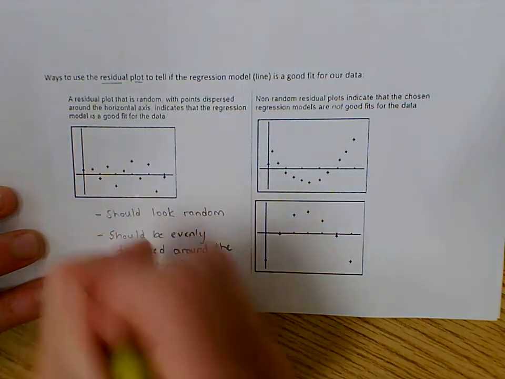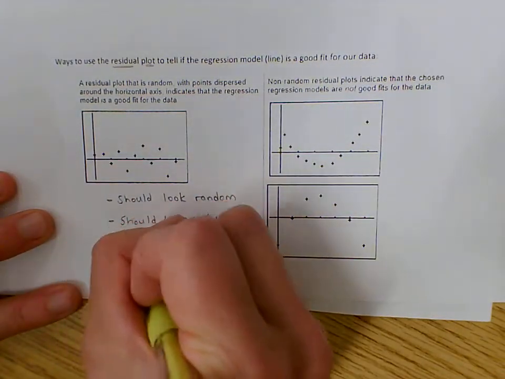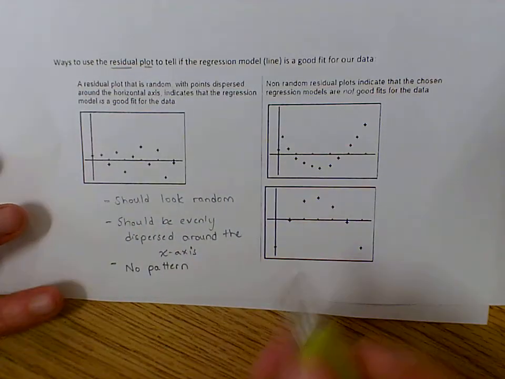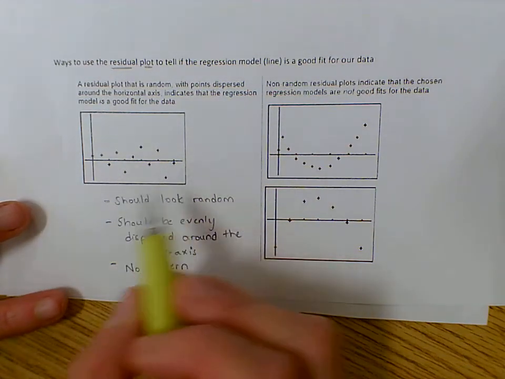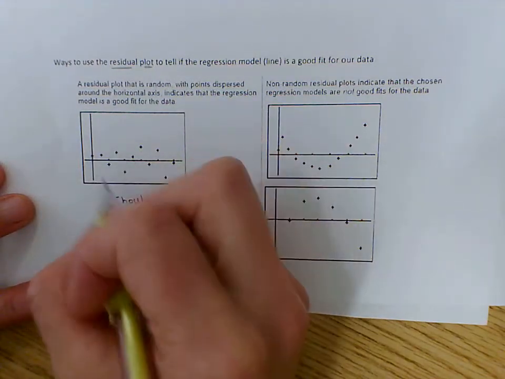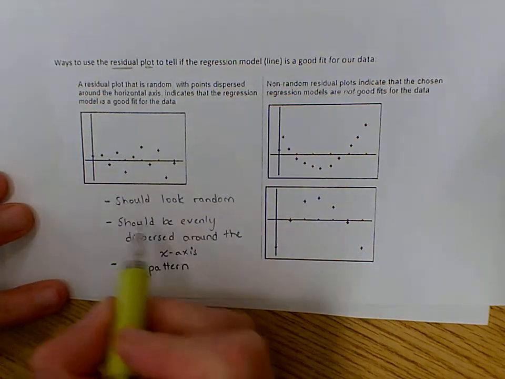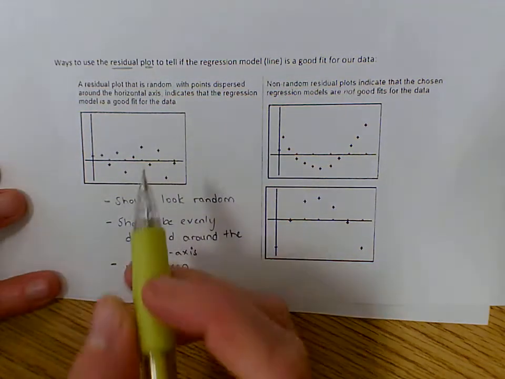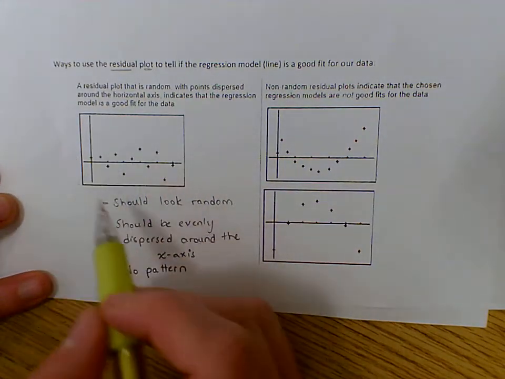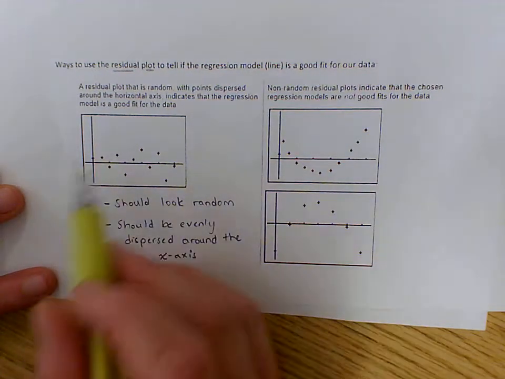And then the last thing is there shouldn't be a pattern to it. That goes along with the random part: it shouldn't look like a picture. It should be very random. There shouldn't be a shape that's formed. If it looks like the points in a residual plot are forming a line, that's actually not a good thing. If all of these things are true, then it's a good residual plot. So this is an example of a good plot, meaning that that line would be a good fit for your data because it's pretty random.